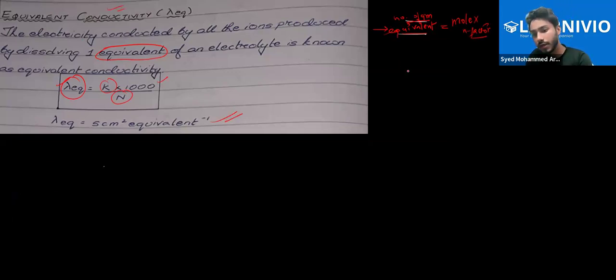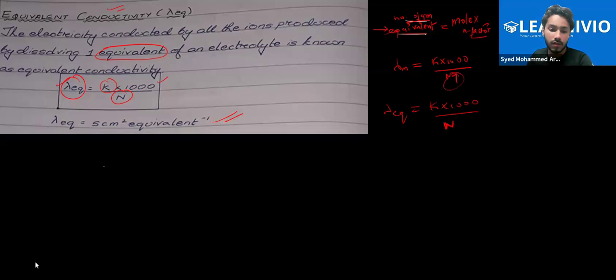If it is the molar conductivity, it means kappa multiplied by 1000 divided by molarity. If it is the equivalent conductivity, then it will be kappa multiplied by 1000 divided by normality. That's it. There is just one difference: here the molarity term is there, and in the equivalent conductivity, the normality term is there. The electricity conducted by all the ions produced on dissolving one equivalent of an electrolyte is known as the equivalent conductivity. Clear? Fine.